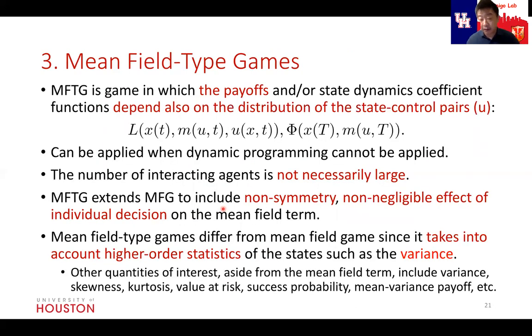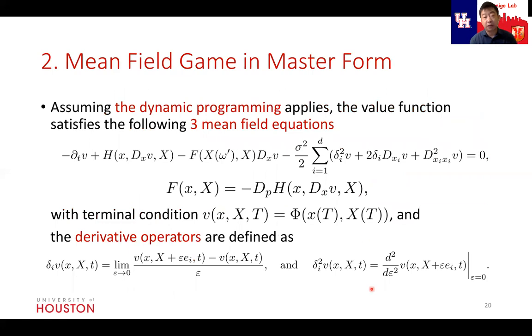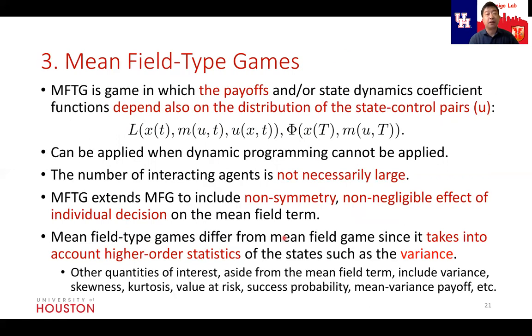Okay, so anyway, for details on this part you can refer to our paper, but here I just give you an illustration about this second term. And the third one is a mean field type game. A mean field type game is one in which the payoff and the state dynamic coefficient depend also on the distribution of control. So originally, this m is only a function of t.